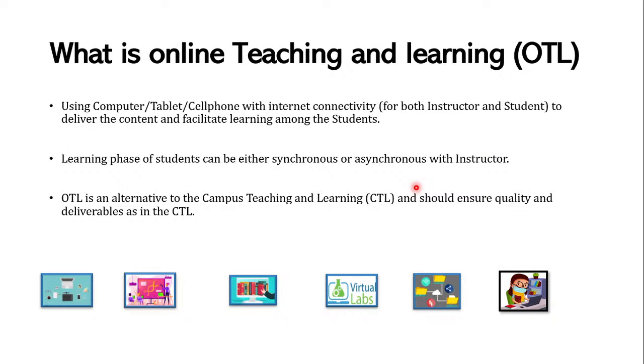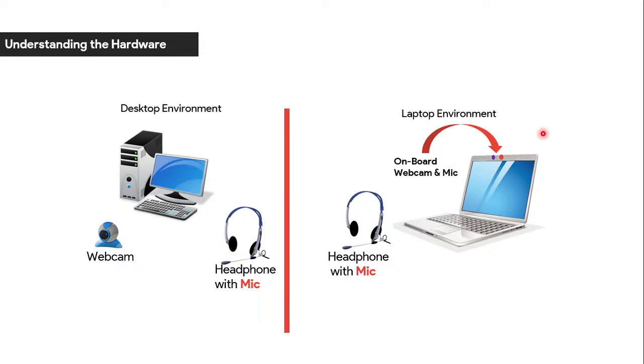Now, when it comes to what online teaching and learning is, there are very standard definitions that go with it. But just to give you an overall idea, you either use a computer, tablet, or cell phone, but mostly we recommend a computer or a laptop. Now, with internet connectivity for both instructor and student, we as faculty members are connected through the internet, and you are also connected through the internet. So the hidden hardware which I should mention here is that you should have a good internet connection. If you have a laptop, you can also connect your mobile hotspot with your laptop, which would give a very decent internet connection.